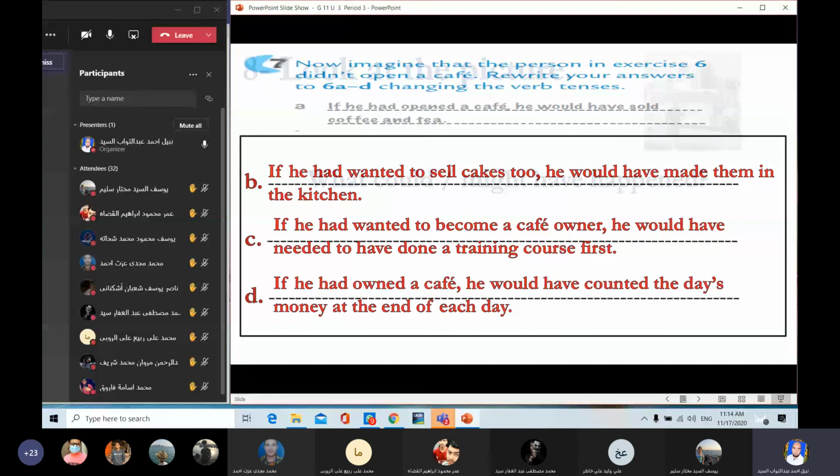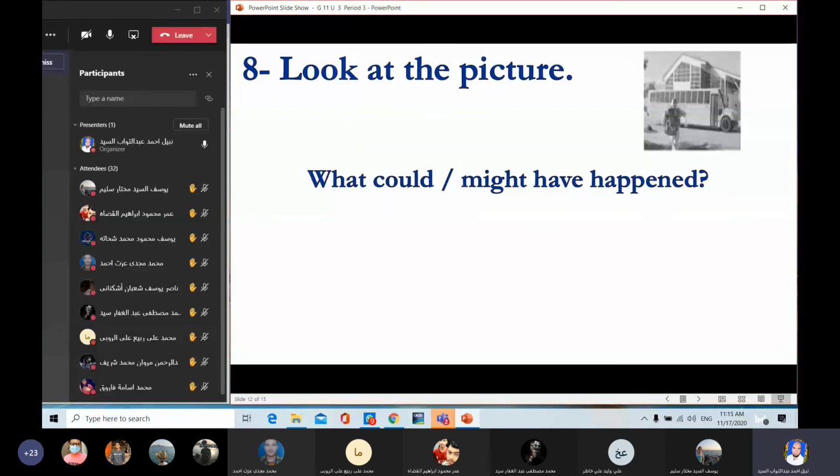Now look at the picture here. Use if. He's running. He wants to catch the bus. What could have happened? What might have happened? What would have happened? Make the same sentences we saw in the exercise in the warm-up. If he, continue. If he had run fast. If he hadn't run fast.